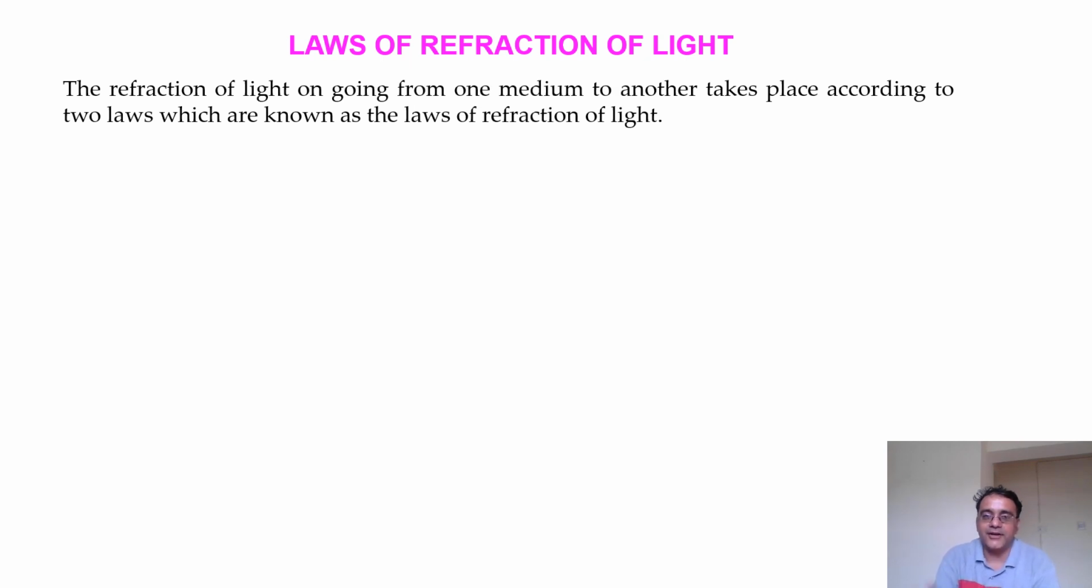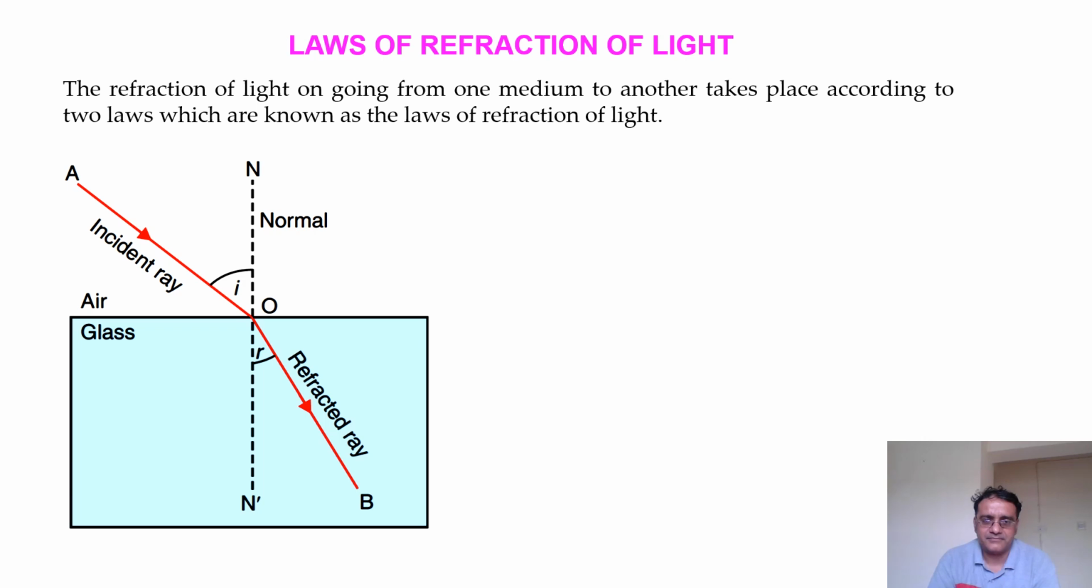Okay. So according to the first law of refraction, as we read in laws of reflection, the incident ray, the refracted ray, and the normal at the point of incidence all lie in the same plane. So this is the diagram. Incident ray means AO, the point of incidence, and the refracted ray all lie, along with the normal, on the same plane.